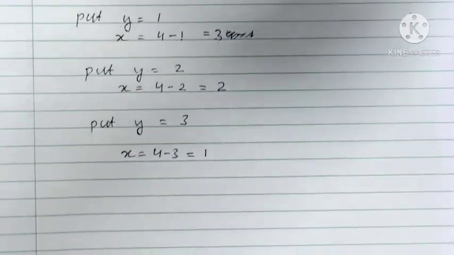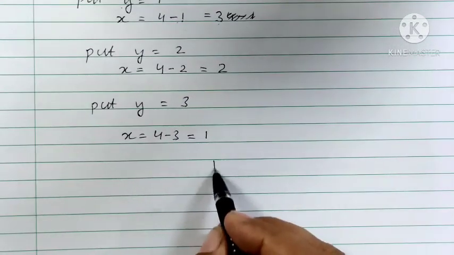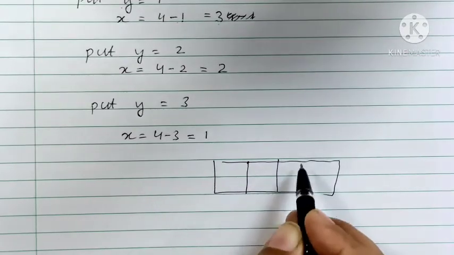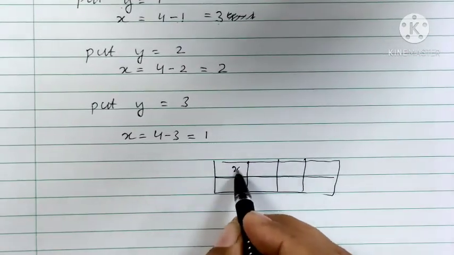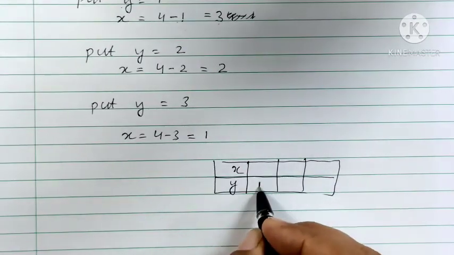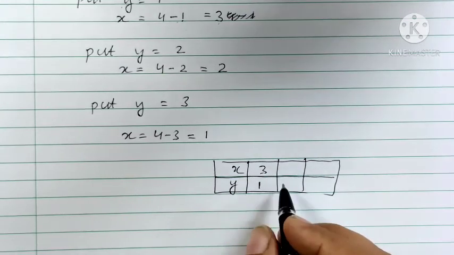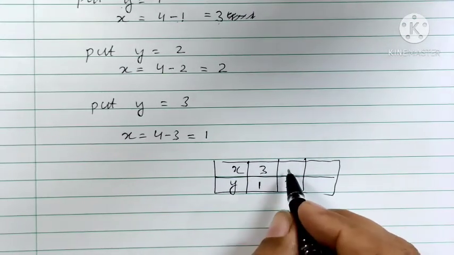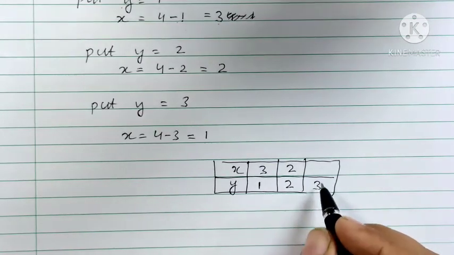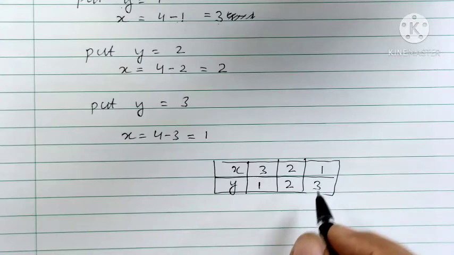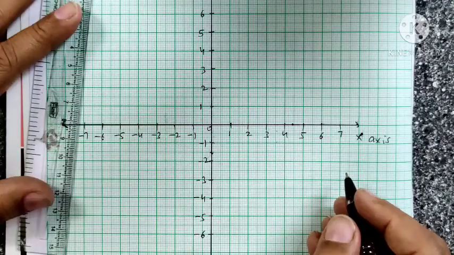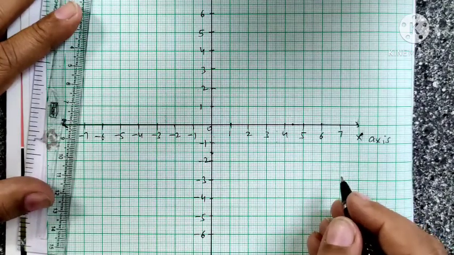So now we have three solutions that can be represented in tabular form, x and y. When we put y equals 1, we get x equals 3. When we put y equals 2, we get x equals 2. When we put y equals 3, we get x equals 1. Now let us plot these points and draw the graph of the equation.